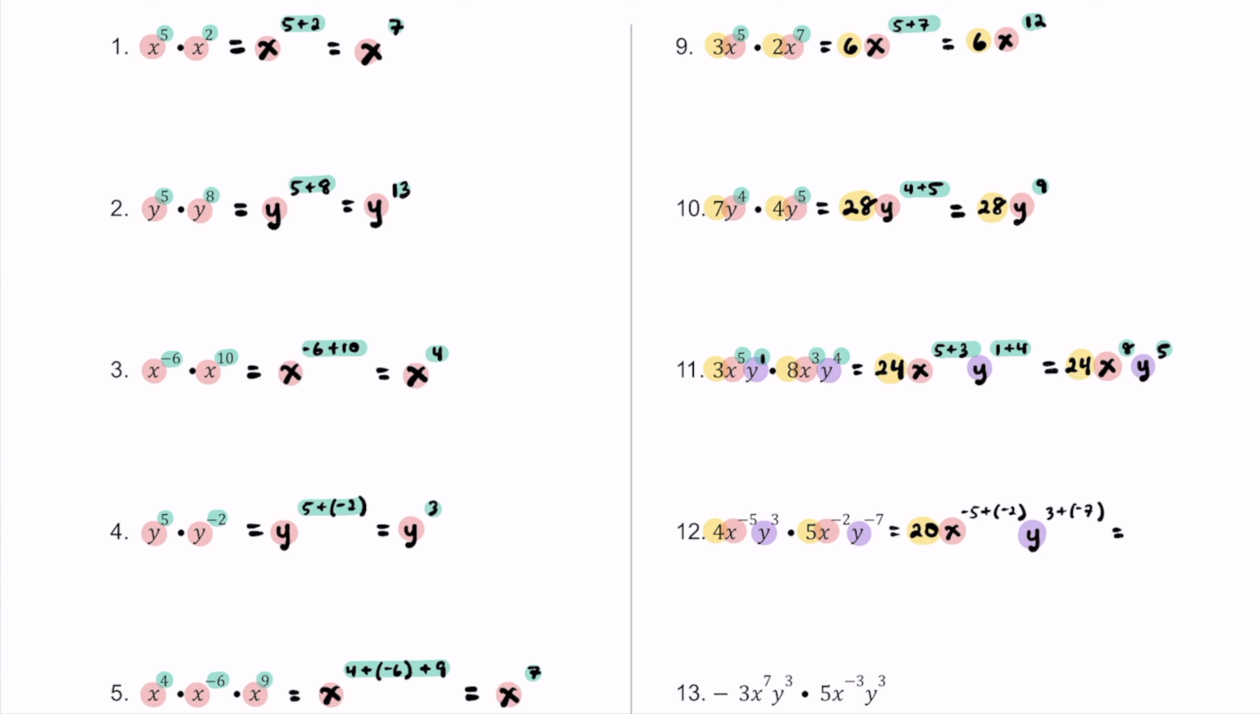So simplifying this and putting it all together, we're going to have our coefficient of 20 in front. And then moving on to our x's here, our x's are going to be combined, right? And let's go ahead and add their exponents. So we have a negative 5 plus negative 2. That's going to bring us an exponent of negative 7.